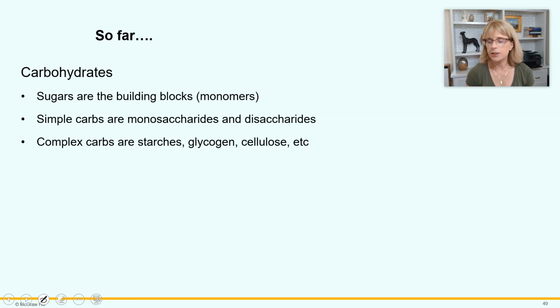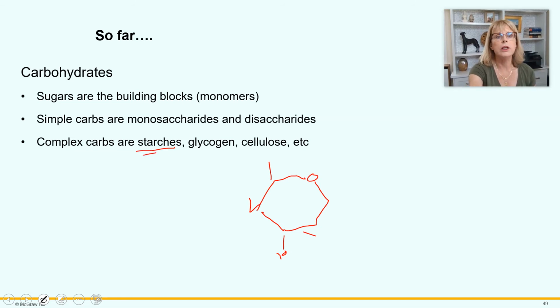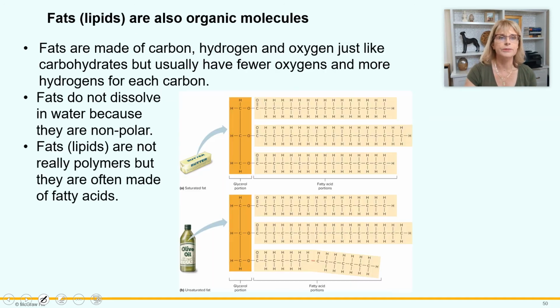So far we have talked about carbohydrates. We know that sugars are the monomers, that the simple carbohydrates are monosaccharides, which look kind of like a simple ring, might have hydrogens and oxygens sticking off the sides, and that the complex carbohydrates are either starches, like in rice or potato or corn, or glycogen, the carbohydrate that the human animal makes to store its glucose, or things like cellulose, which ends up being fiber for us. We can't digest it.